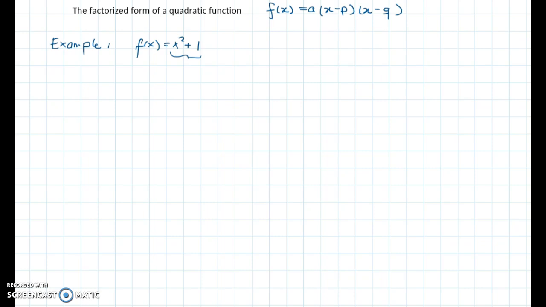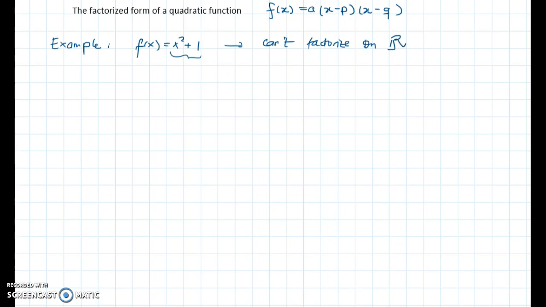But we are going to focus now on those cases where we can factorize the quadratic function. So here, let's write can't factorize on R. We can do it with the complex numbers.